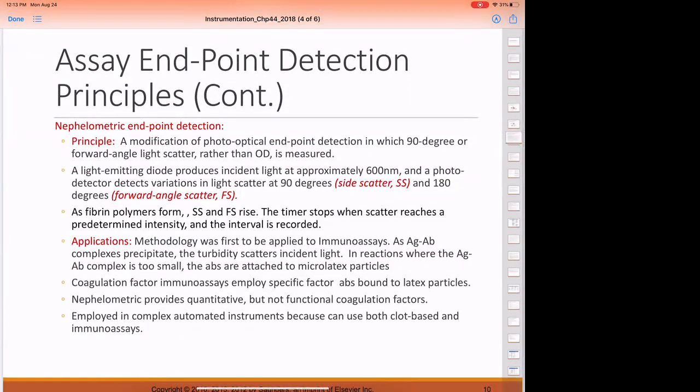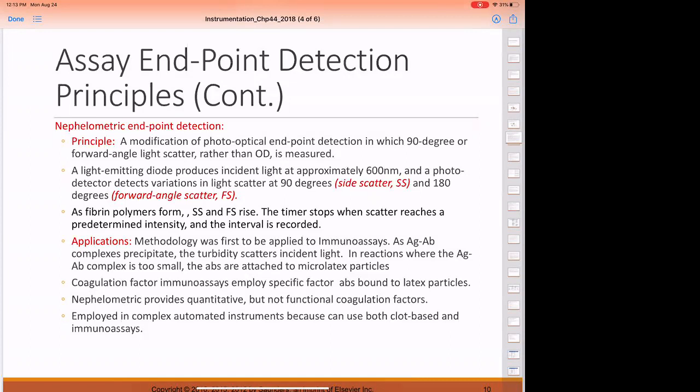The next methodology is the nephelometric endpoint detection methodology. This is a modification of the optical endpoint detection, in which a 90-degree or a forward angle light scatter rather than the optical density is measured. A light emitting diode produces incident light at approximately 600 nanometers, and a photodetector detects variations in light scatter at 90 degrees, and also at 180 degrees.